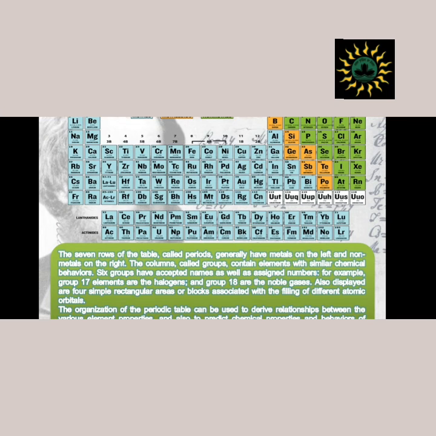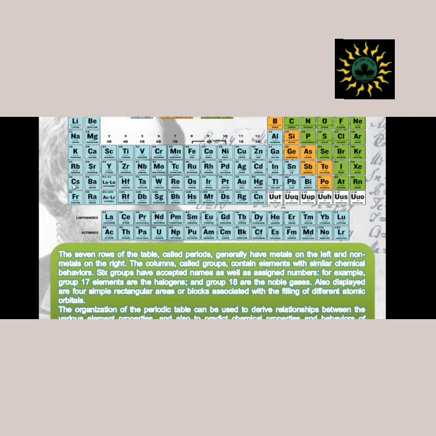Now you will observe that in the first period there are 2 elements present, hydrogen and helium. In the second period, the total number of elements is 8: 1, 2, 3, 4, 5, 6, 7, 8. So 2 elements are in the s group and 6 elements are in the p group. Total 8 elements are present. In the third period, a total of 8 elements are present. In the fourth period, a total of 18 elements are present. And in the fifth period, a total of 18 elements are present.